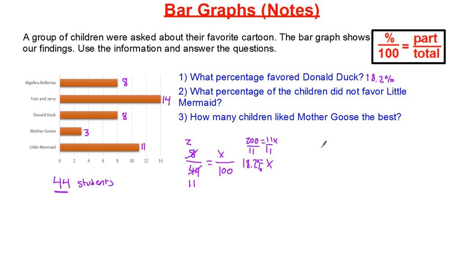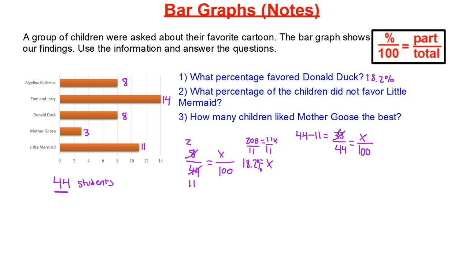Next, what percentage of the children did not favor Little Mermaid? All right, so it's basically everything except for Little Mermaid. So I have 44 students. 11 of them chose Little Mermaid. So I'm going to take 44 minus 11. When I take 44 and subtract 11, I get 33. And that's going to be 33 out of a total of 44. And then we have X over 100 because the percent is what I don't know.